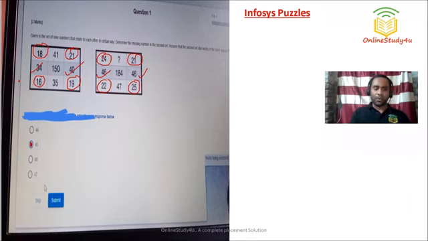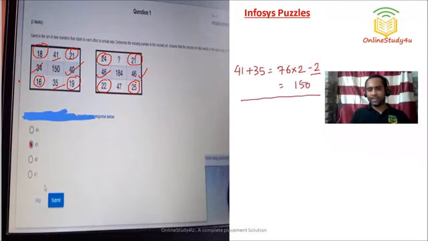Okay, then what about this middle one? So 41 plus 35. So 41 plus 35 will be what? 76. But here it is 152. So they have multiplied by 2. It is nothing but 152. And if you subtract 2, you will be getting 150.